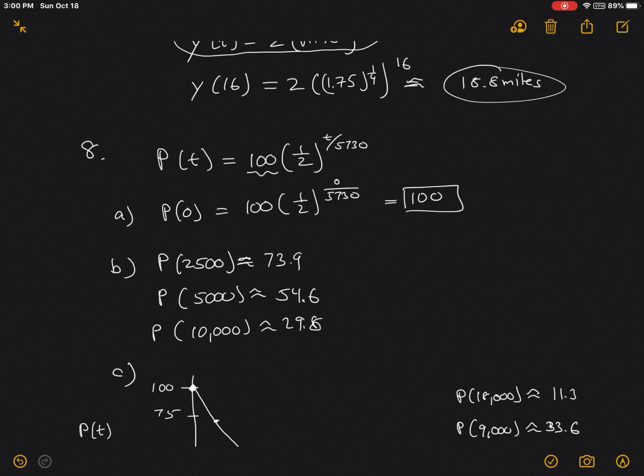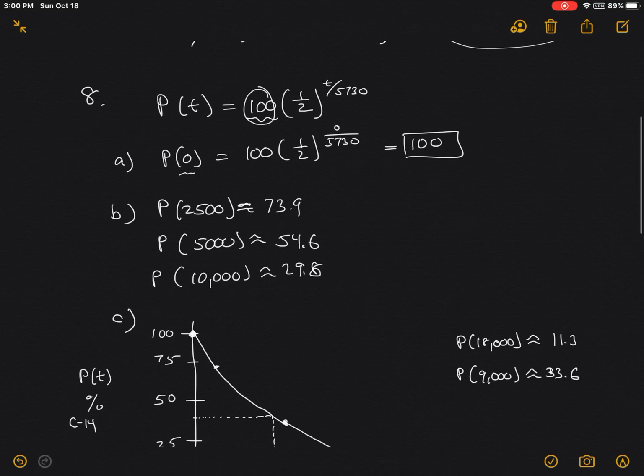So P is the percentage and T is the time in years. On part A, it asks you to determine the initial percentage. The initial percentage is when T equals 0. You could identify that this is my initial value, 100. Or you can plug in T equals 0 and you will get 100. Anything raised to the 0 power is just 1, and 100 times 1 is just 100.